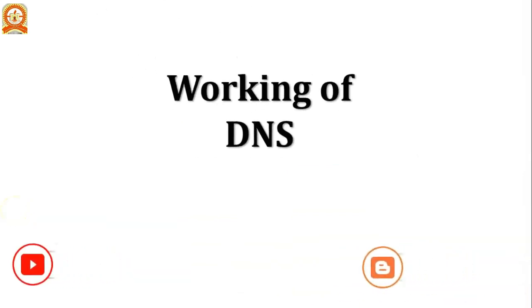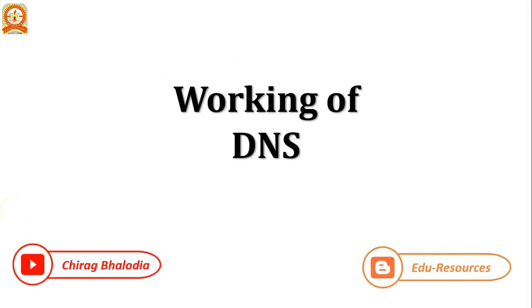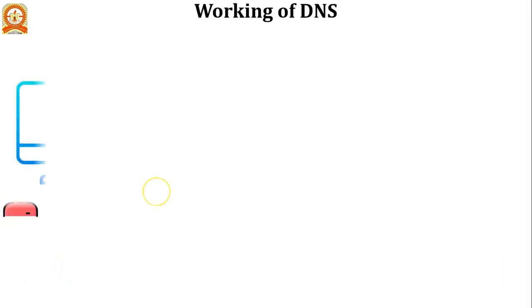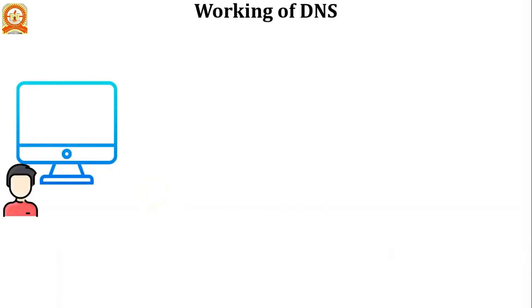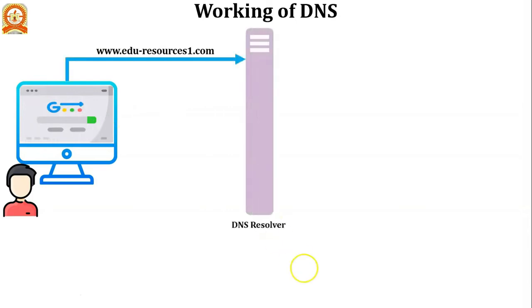Next, working of DNS. Let us take one example to understand the working of DNS. There is one user who wants to access the website www.eduresources1.com. First of all, the user enters the URL into the web browser. The web browser sends this URL to the DNS resolver. The purpose of the DNS resolver is mapping website name to IP address and IP address to website name.